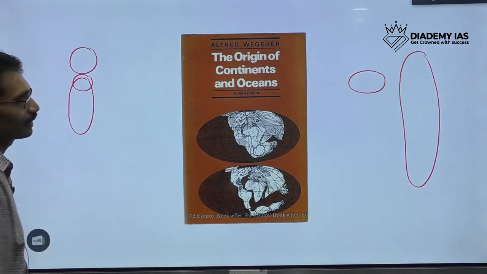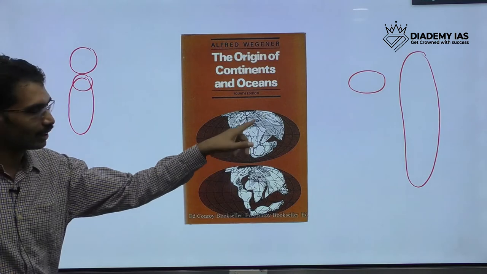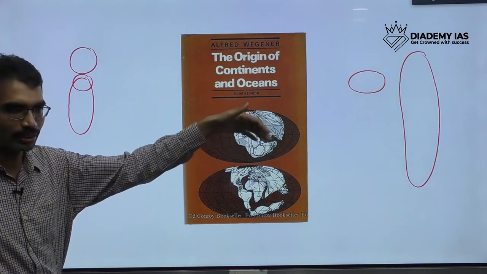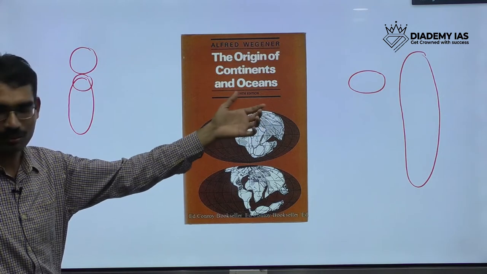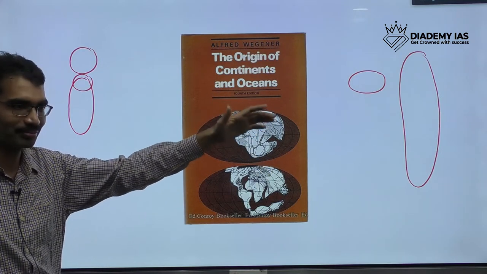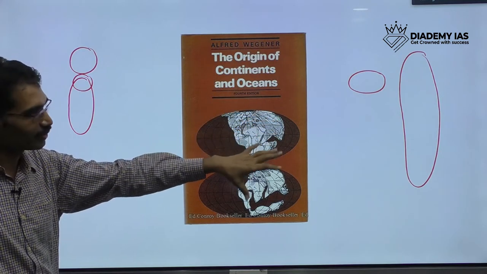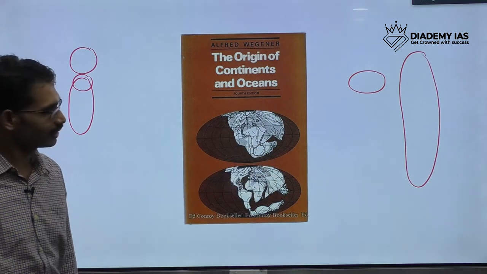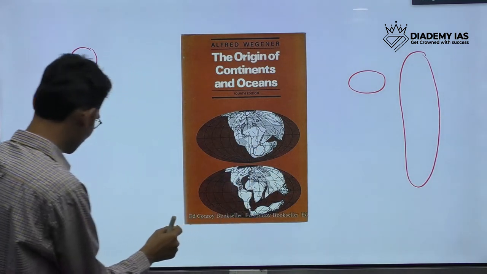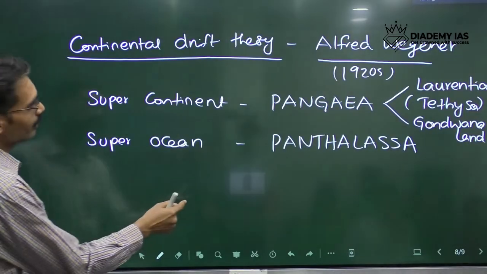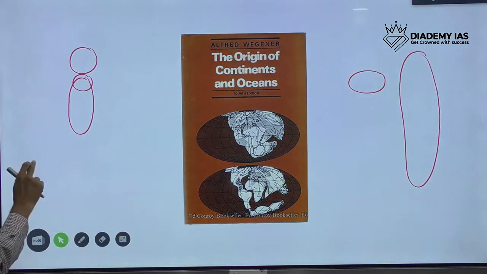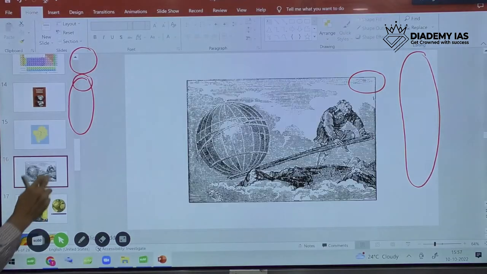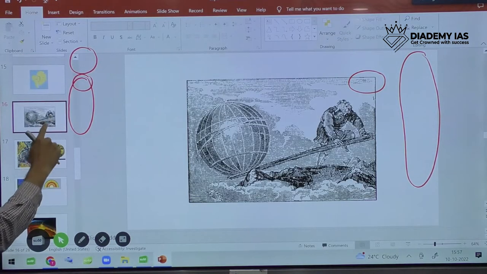So this is the book he has written, and to prove his theory, he tried to go to the North Pole also, to get some evidence. But unfortunately, he did not return from there. So that's how difficult those days were. But he laid the foundation for this theory. Now we will see on what basis we are able to say that these land masses were once connected.